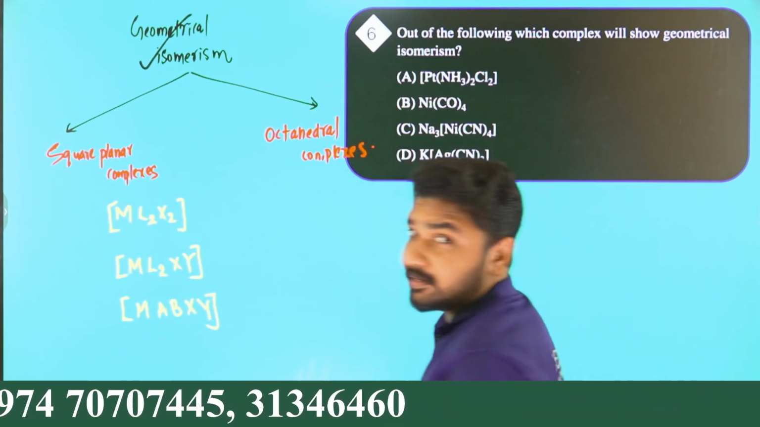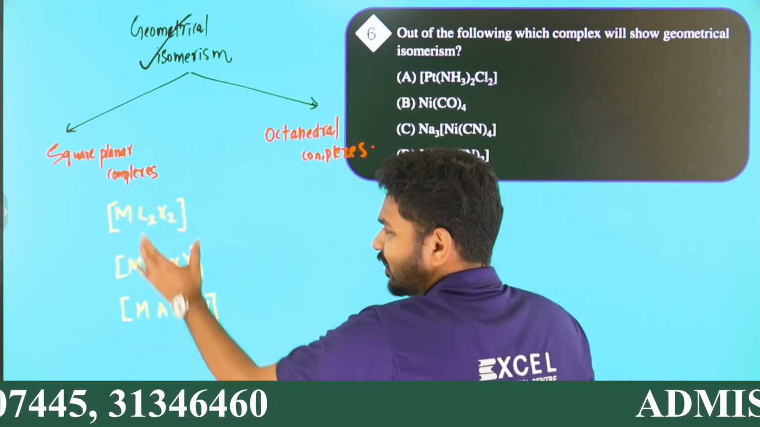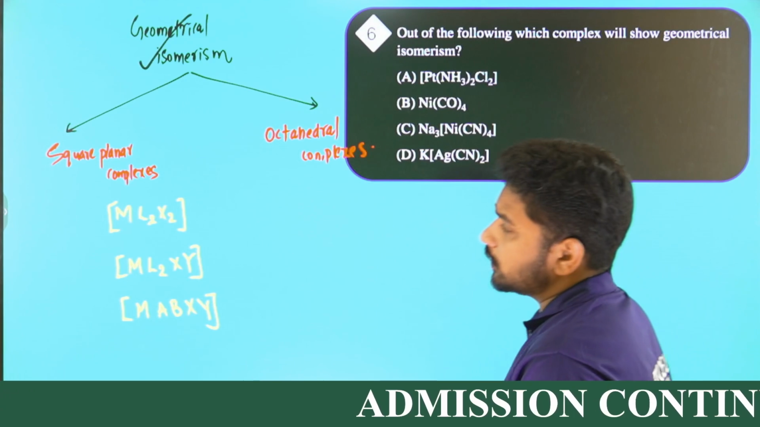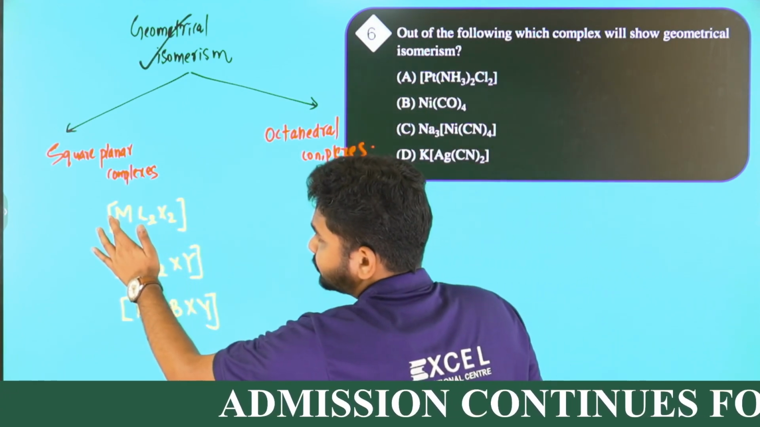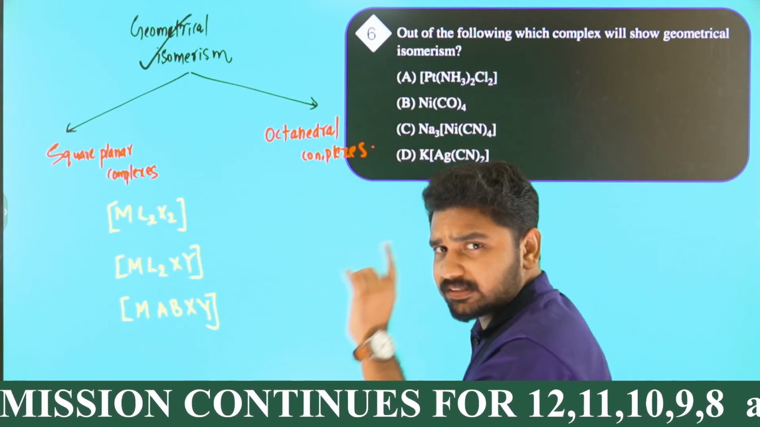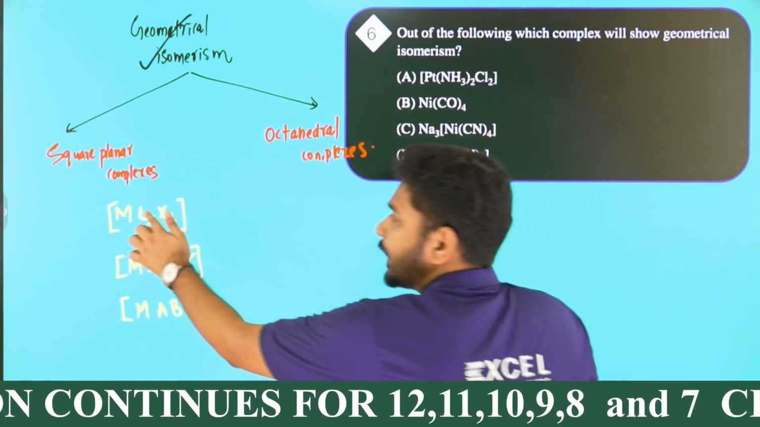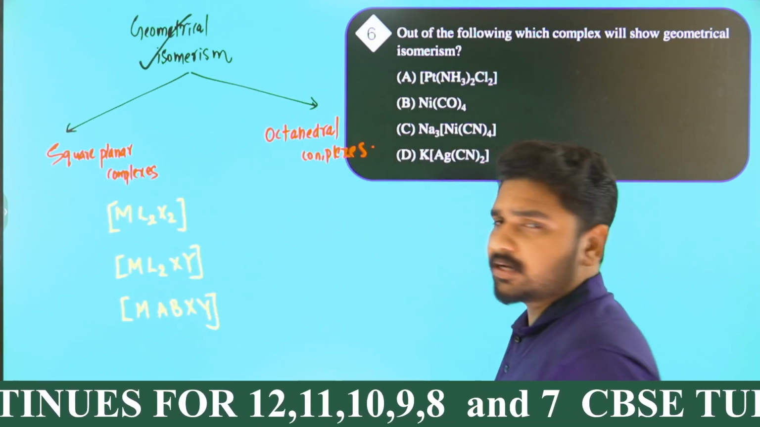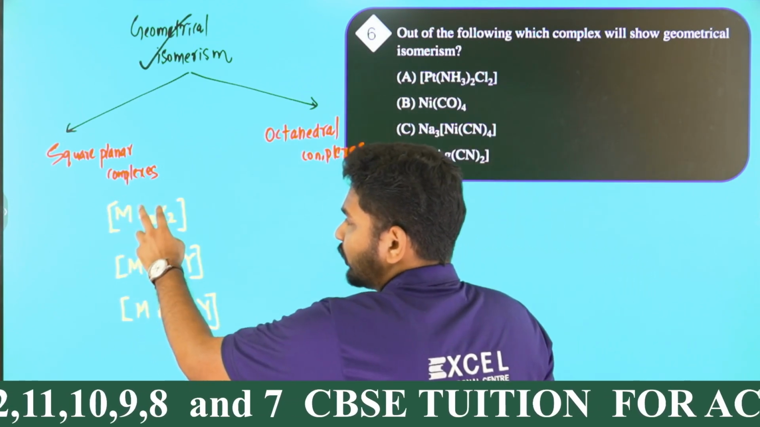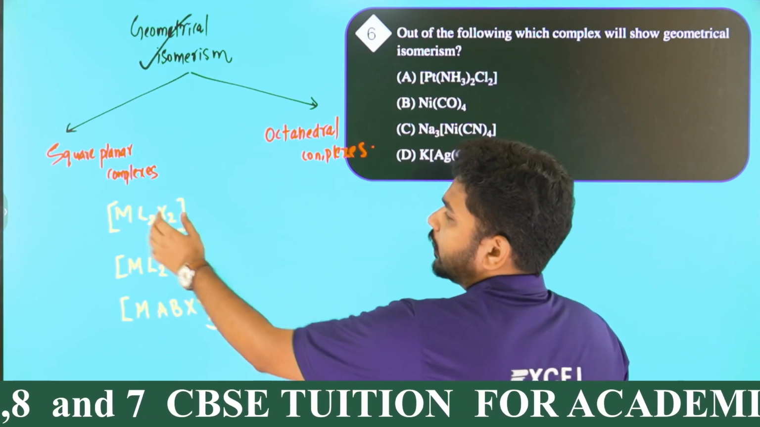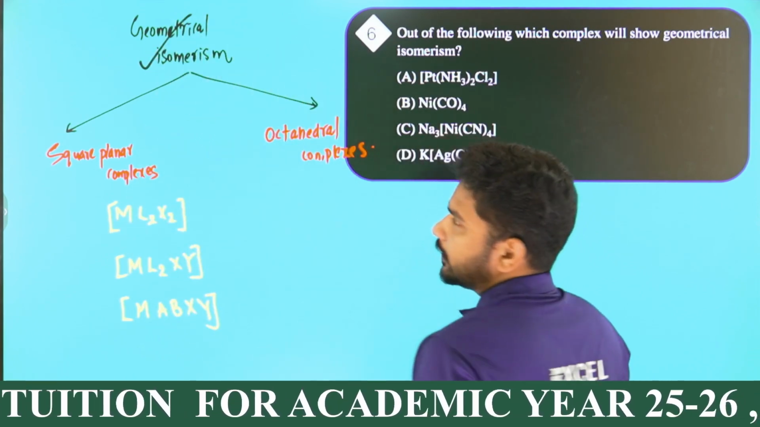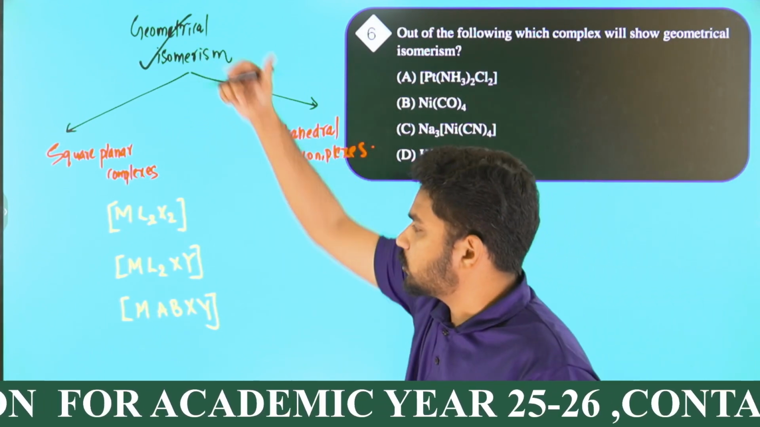M is the central atom. These are some general formulas for types of coordination compounds. M represents the central atom, L represents one ligand, and X represents another ligand. So a central atom with two different ligands, in the form ML2X2, will show geometrical isomerism.